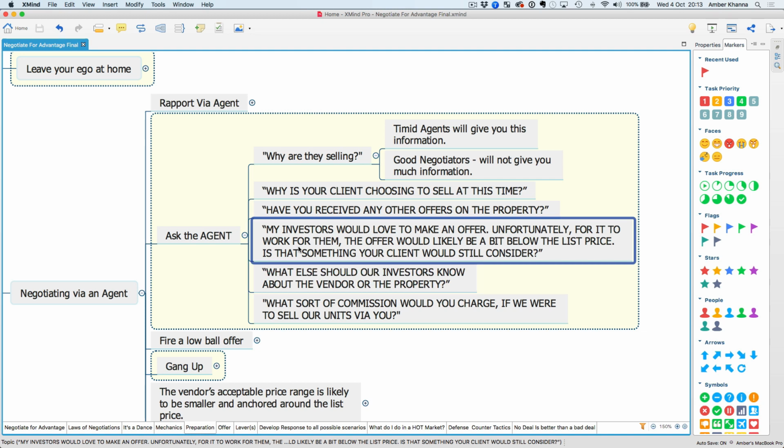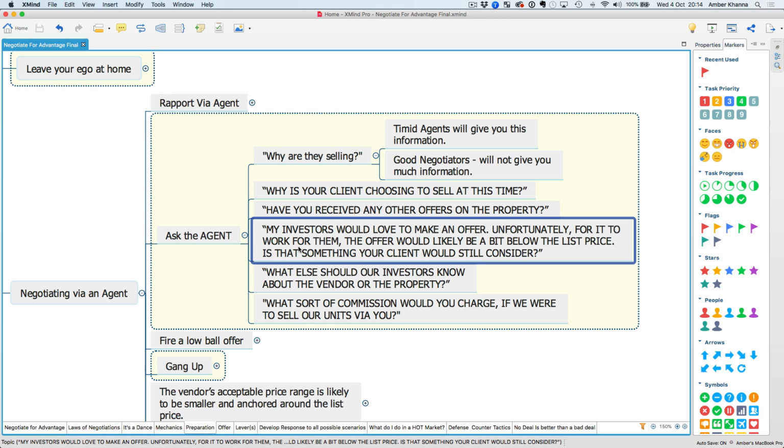Why is your client choosing to sell at this time? So, "at this time" will get you more information. If you just say "choosing to sell," you stop there and you get very little information. You add these last 3 words to your sentence, "at this time," and you'll get more information.